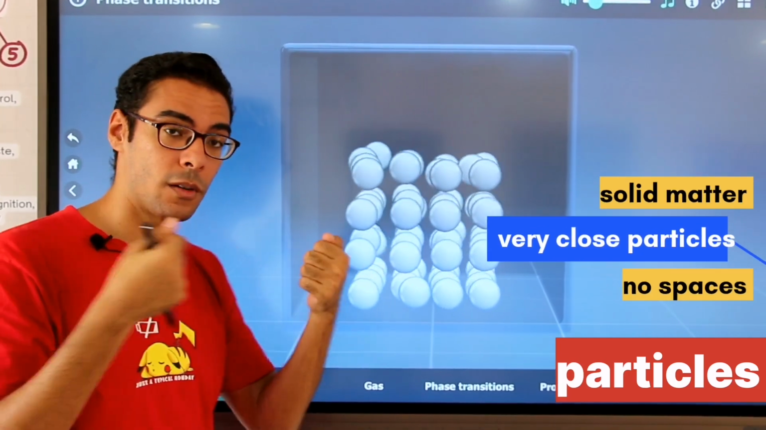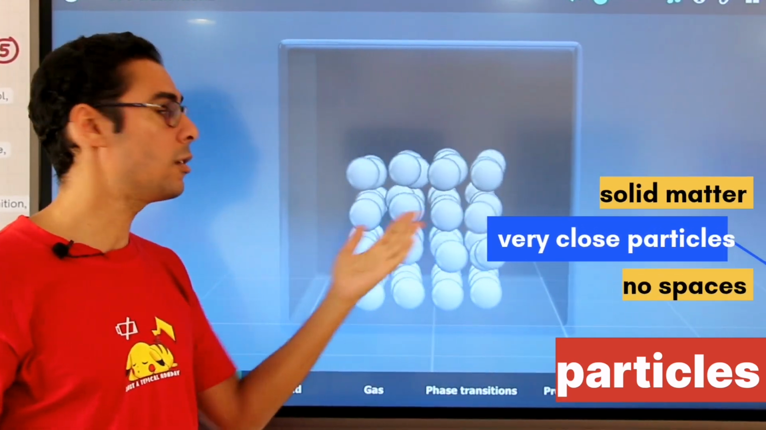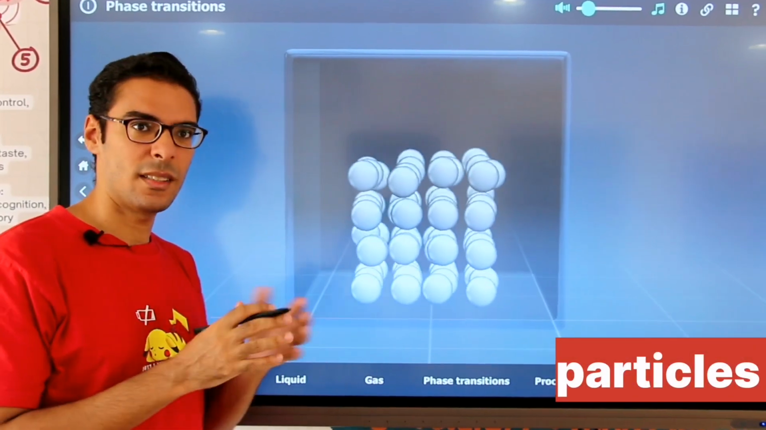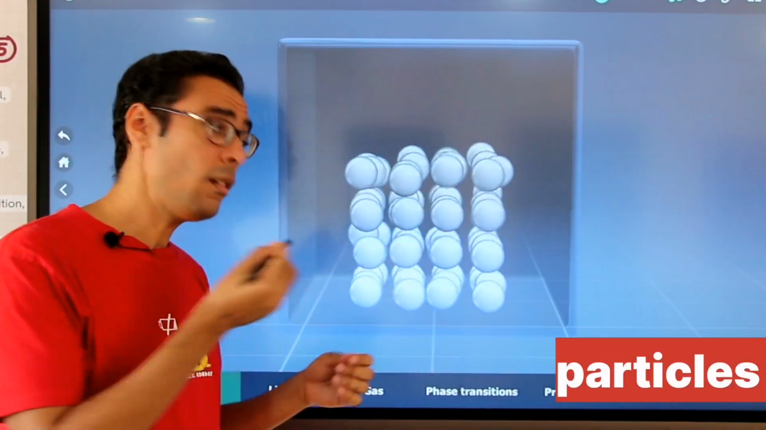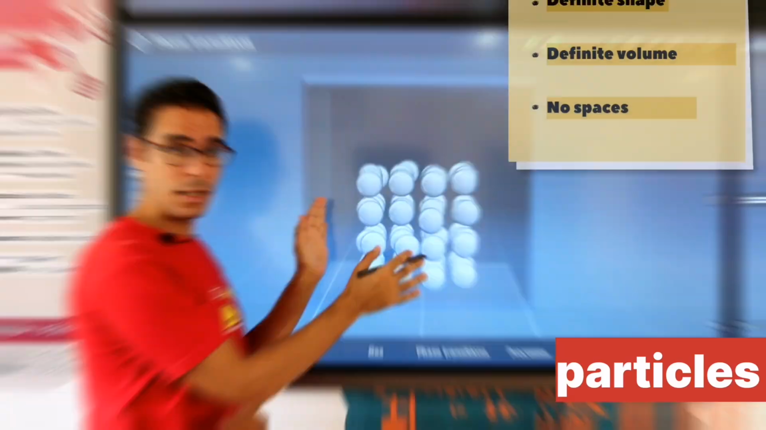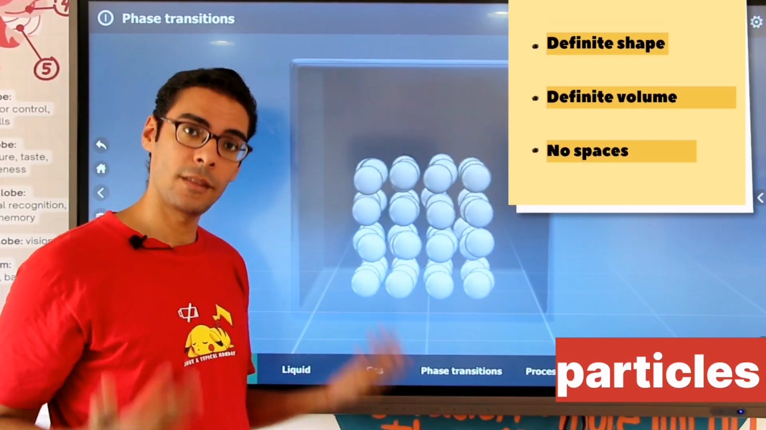The particles are very close, almost no spaces between the particles. They have kinetic energy, but it's not that much energy. They are slowly moving because there are no spaces. What you see here determines the properties of the solid state.